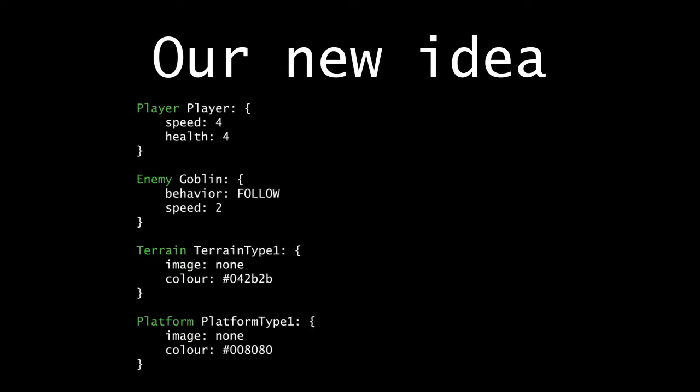The second approach, the one we decided to stick with, is more similar to how JSON formatting works. First, the user defines objects like terrain or platforms. When declared, each of these objects must have their respective properties defined. Our player needs speed and health, for example.